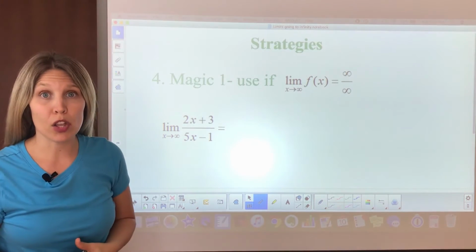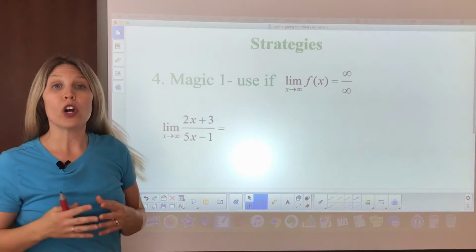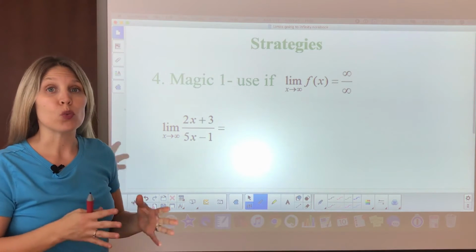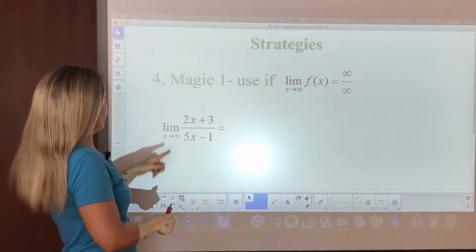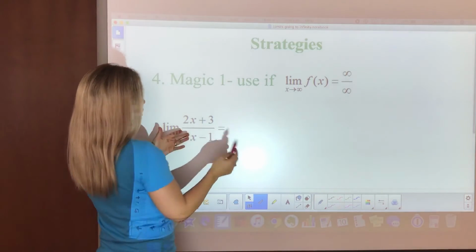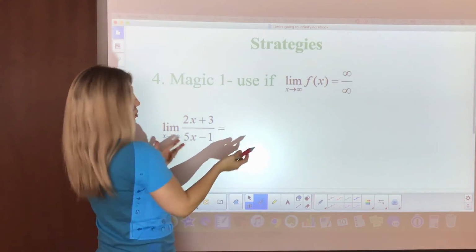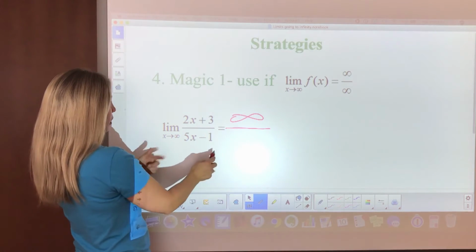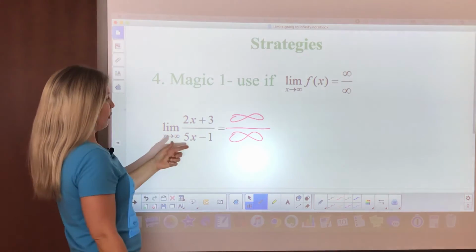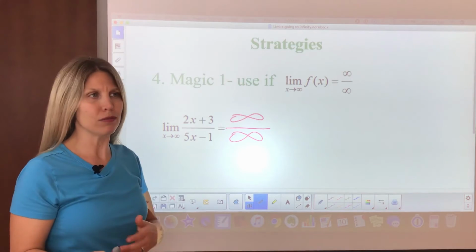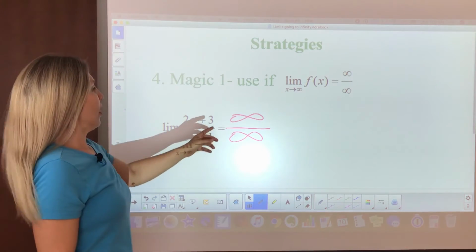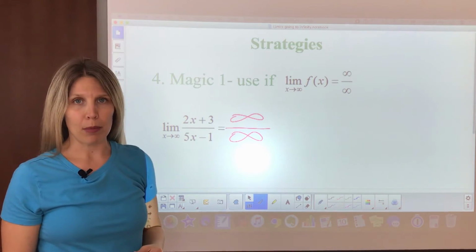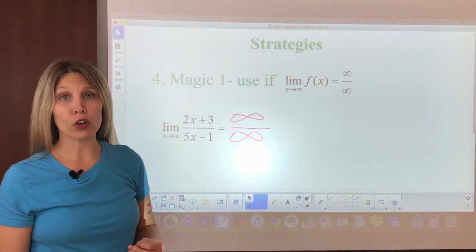So let's try another problem here. We are always going to try to plug in first. What happens when we plug in with this problem? Well, you're going to have 2 times infinity, which is infinity, plus 3, which is infinity. So you're going to end up with infinity over, again, infinity. 5 times infinity minus 1 is still just infinity. This is where you have a problem. This is where you have to do further investigation.